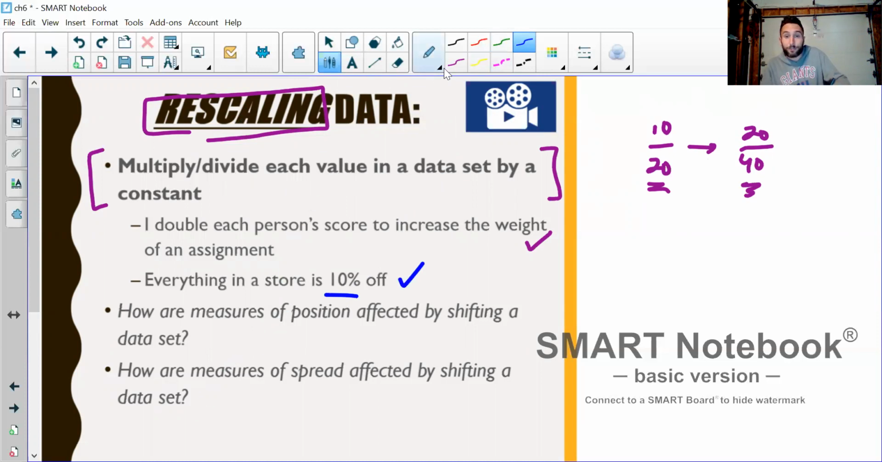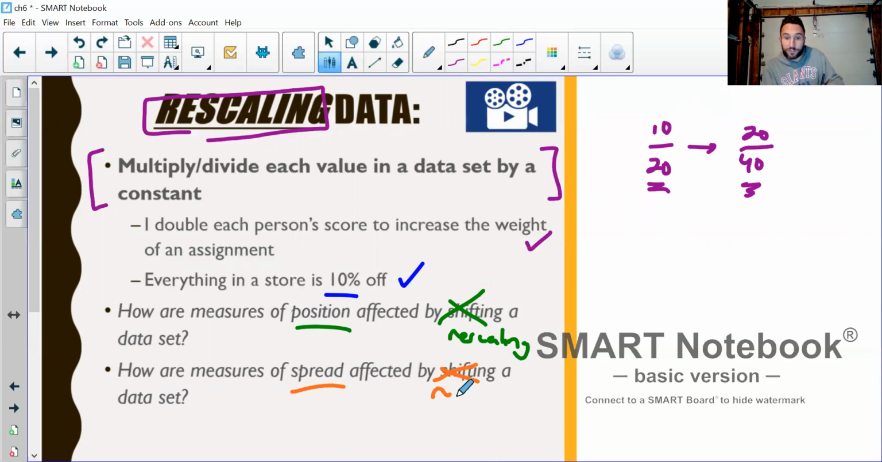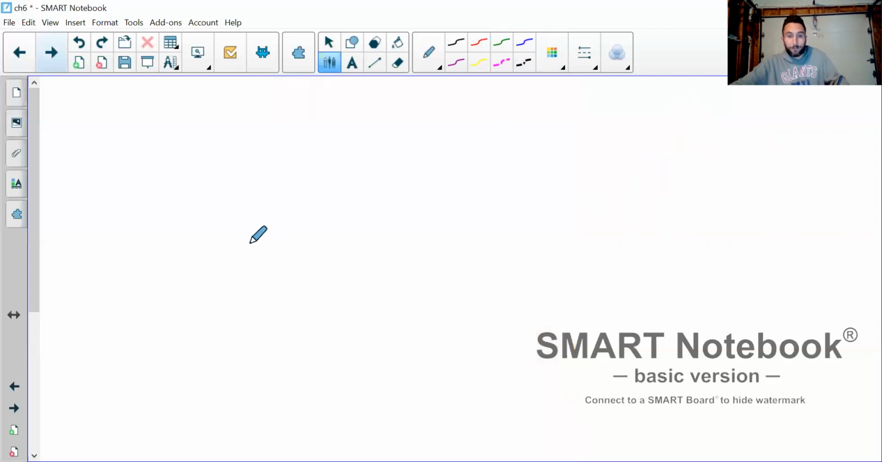There's a couple examples. And again, we want to investigate the same question. How are measures of position affected by rescaling? Whoops, typo, that should say rescaling a data set. And then how are measures of spread affected by rescaling a data set? So same thing. Let's whip up an example and see what happens.